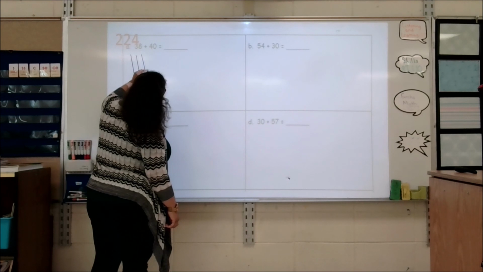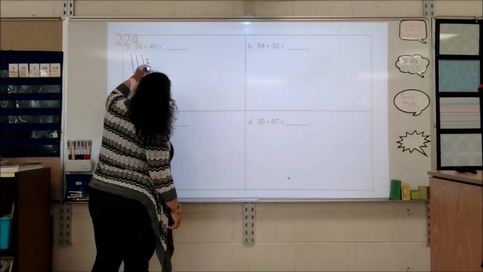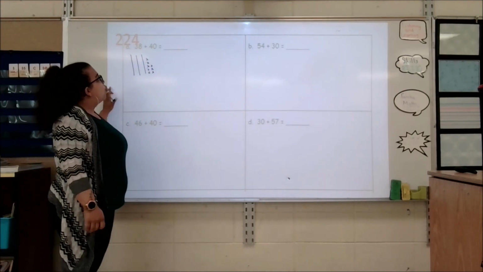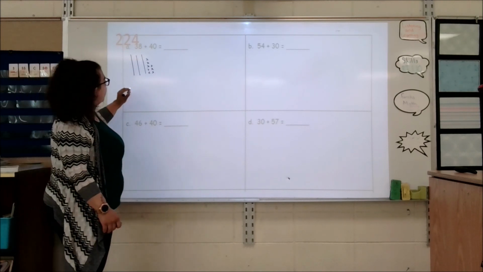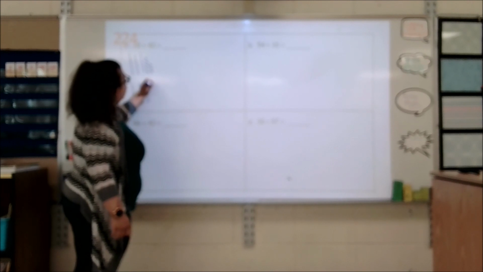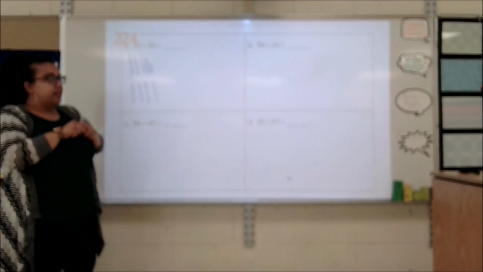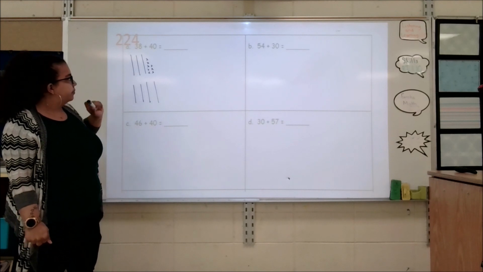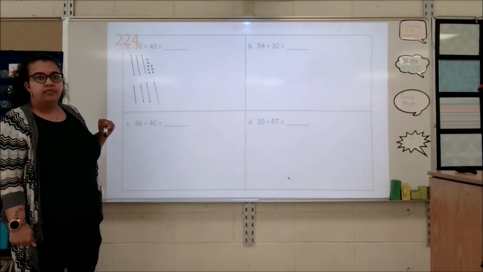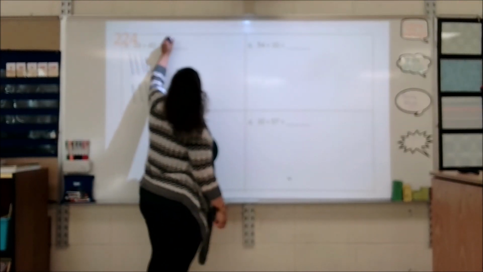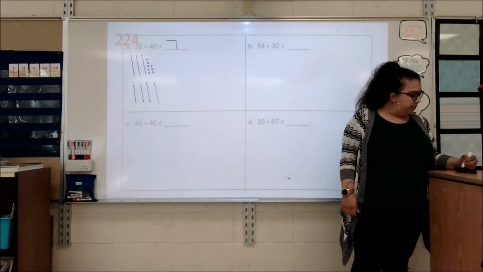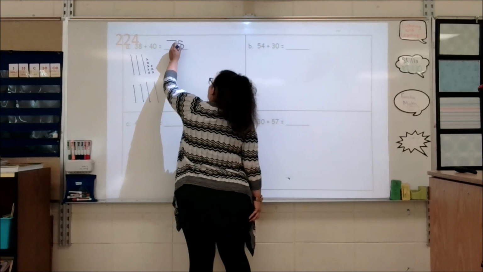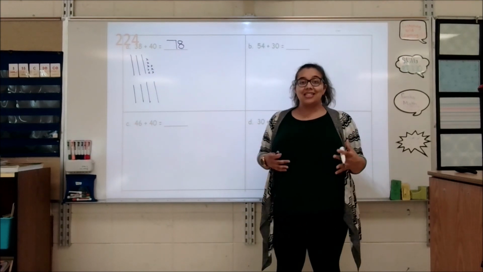So let's first draw 38. 10, 20, 30, 31, 32, 33, 34, 35, 36, 37, 38. Okay, 38. And then I'm going to put my other part down here. 10, 20, 30, 40. And when I'm adding like this, I want to group my tens and then group my ones. How many tens are pictured here? 7 tens, good. Did I add any additional ones this time? No, 7 tens and 8 ones. There's no more ones. So 38 plus 40 is equal to 78.